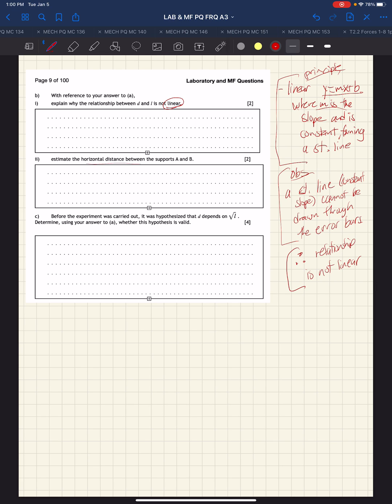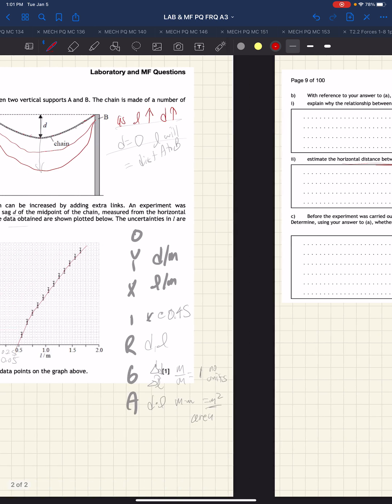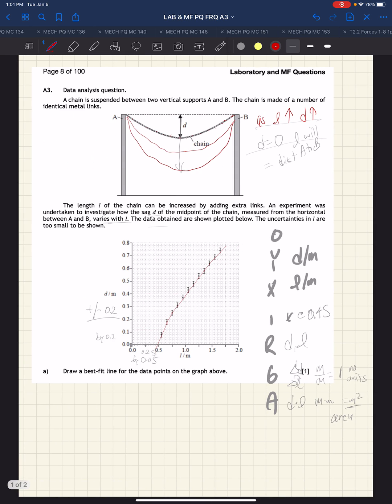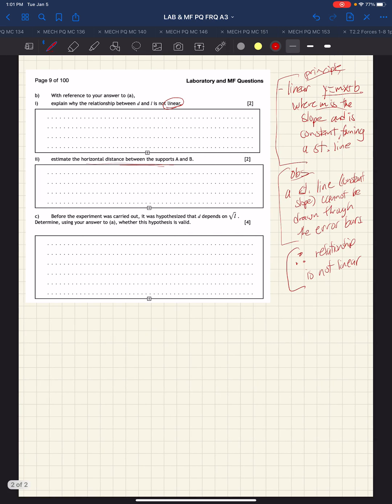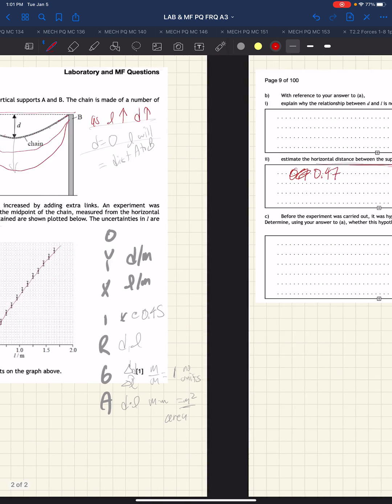Estimate the horizontal distance between supports A and B. So that's something we already thought through in the beginning. A and B occurs when D equals 0. Well, D equals 0 at about 0.45 or 0.47, something like that. So 0.47, and is it meters or centimeters? Meters.